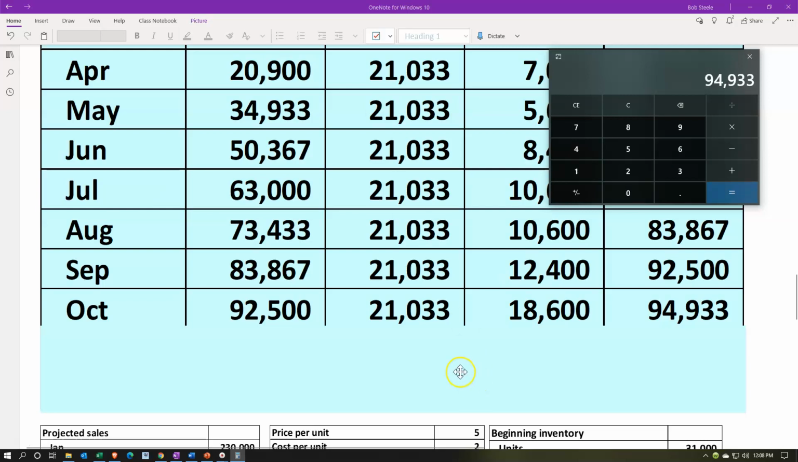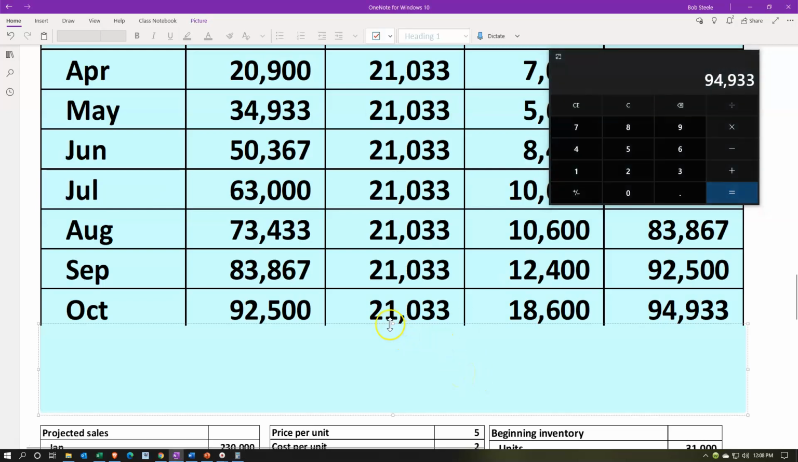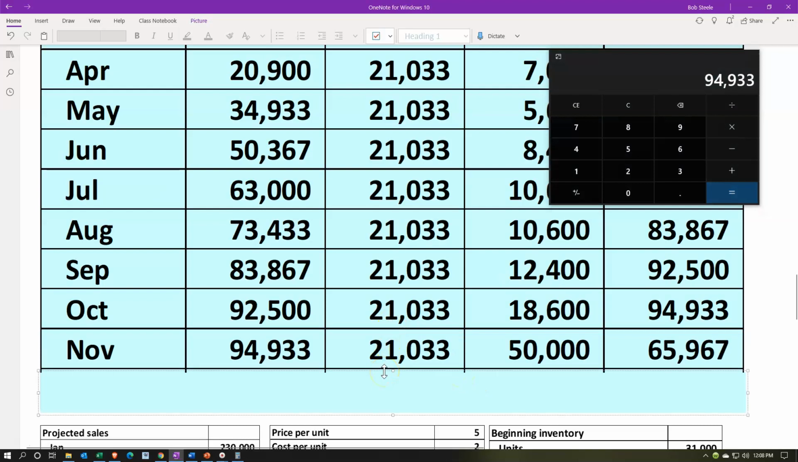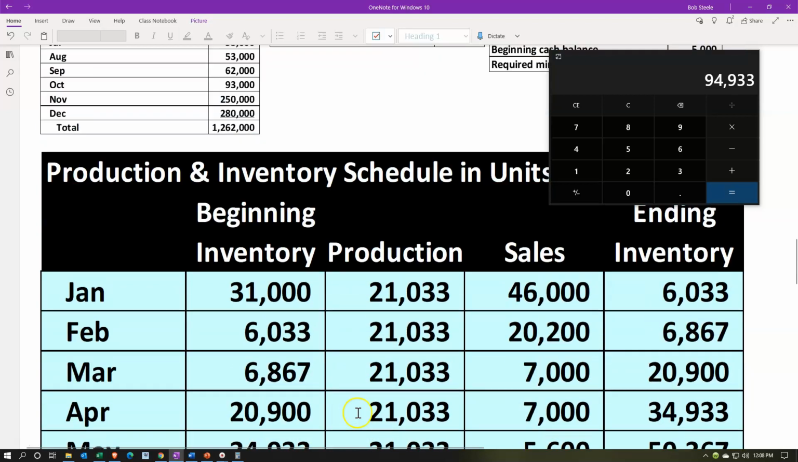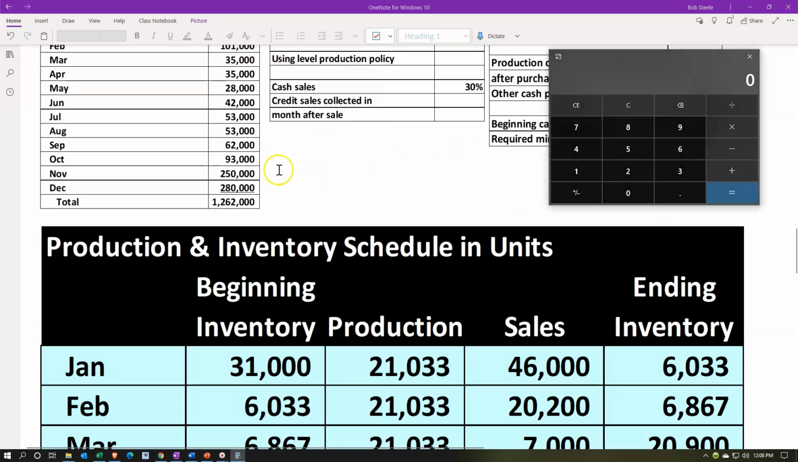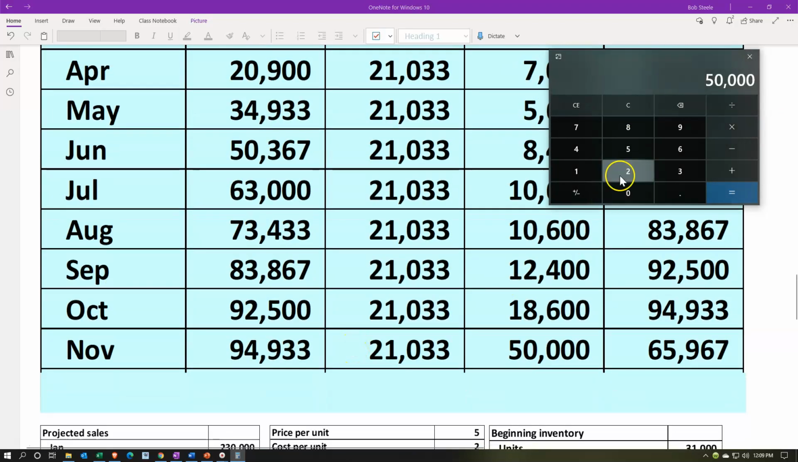We still have a large amount of inventory compiling at that 94,933. But in November, that's when we really start selling. So that's our beginning balance. We've got the production. In November, we're going to sell the 250,000 divided by $5 per unit, or 50,000 units. That's going to mean that we now are selling substantially more than what we're producing, which is okay because now we have that beginning balance cushion. So 94,933 plus the 21,033 minus the 50,000.